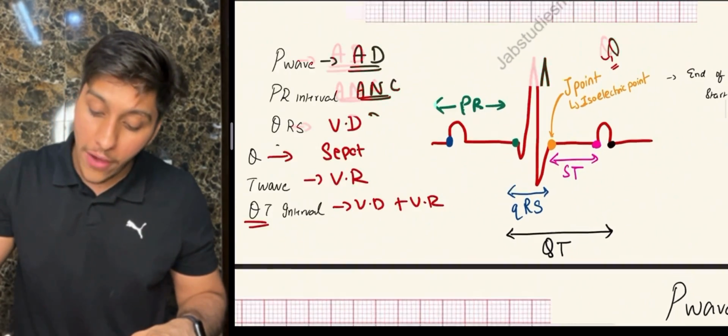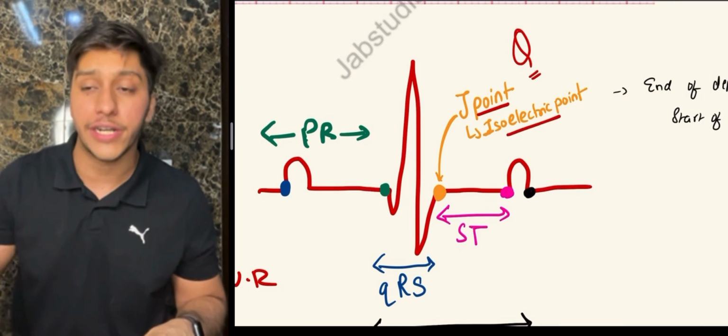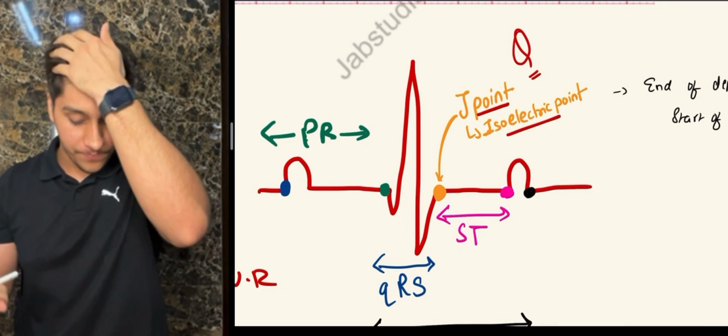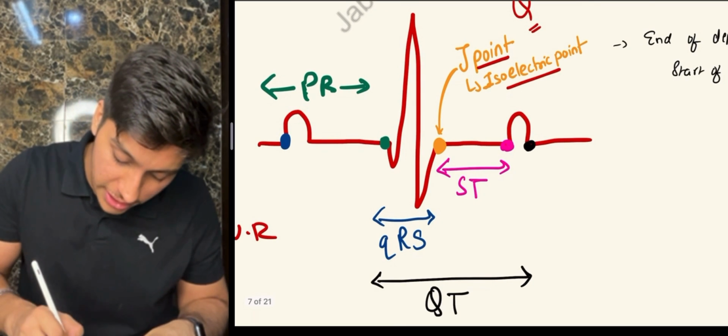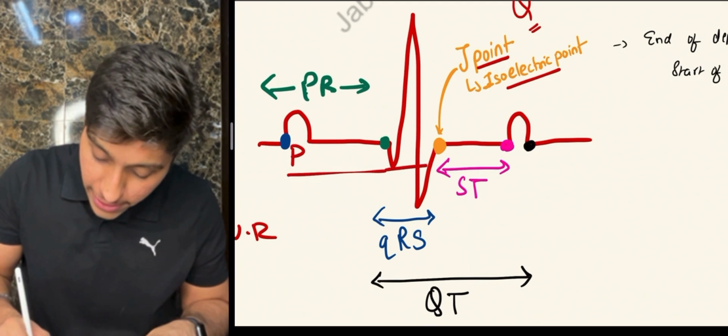Very good. You have a point, guys, that is known as the J point. Okay, J point is an isoelectric point. Let's decode it. What does it mean? If I just now told you what these waves are: this is P wave, PR interval, QRS, and then T.